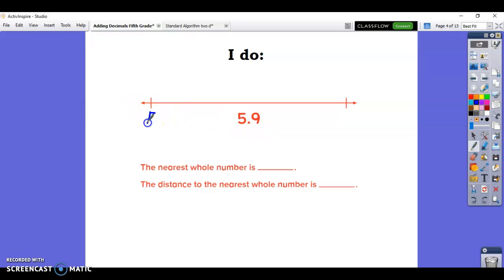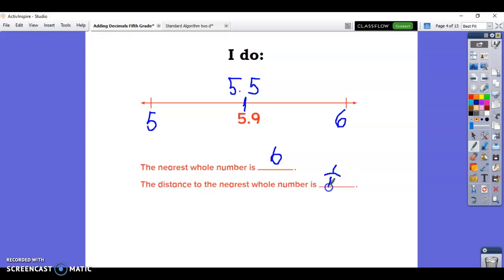So that would be somewhere in between your 5 and your 6. And if we think about splitting that down the middle, that is 5 and 5/10. So it says rounding it to the nearest whole, is 5 and 9/10 closer to 5 or closer to 6? So if we're rounding that to the nearest whole number, I would think, okay, that is closer to 6. And the distance to the nearest whole number is just 1/10.